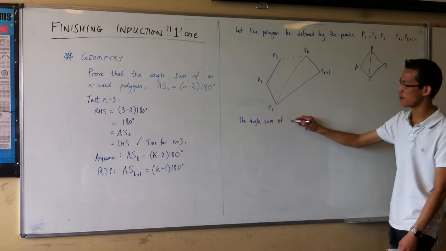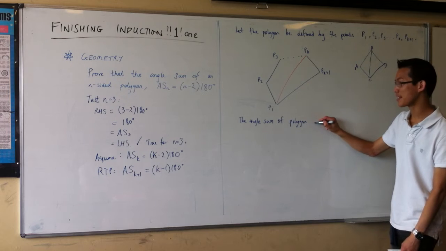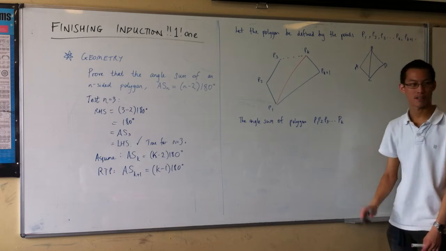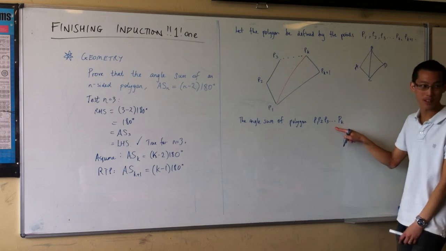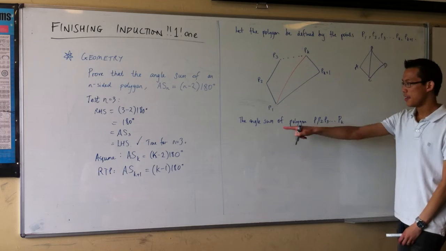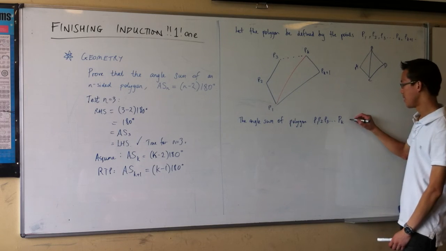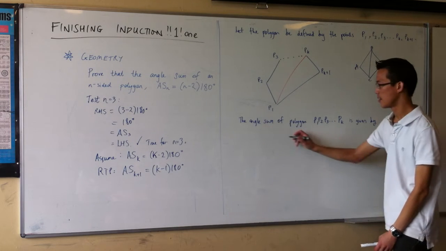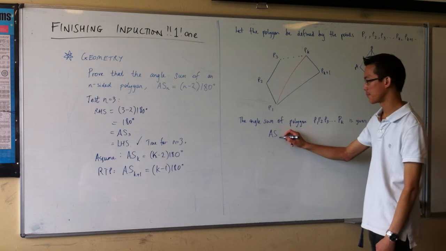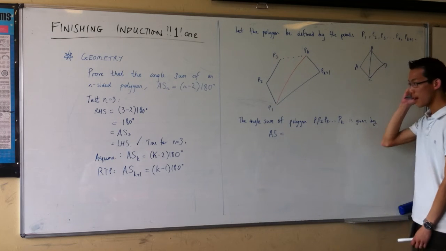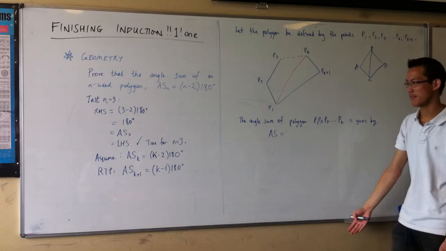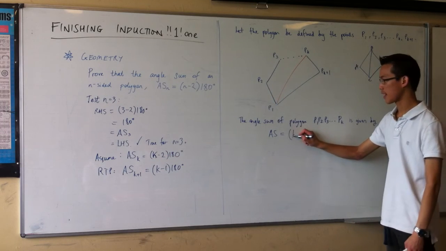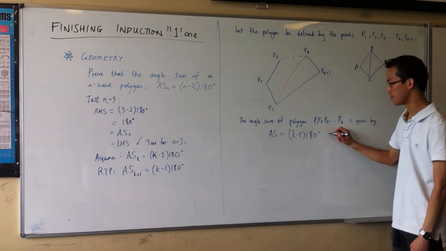So I'd say the angle sum of polygon, well, it starts at P1, and then there's P2 and P3, all the way up to PK, right? That's the polygon. Again, I can't name all the points because I don't know how many there are. The angle sum of that polygon is given by, I'm just going to say the angle sum, okay, is equal to, now here's my assumption, right? Because I assumed that such a shape should have that angle sum, right? K minus 2 times 180 degrees, by assumption.